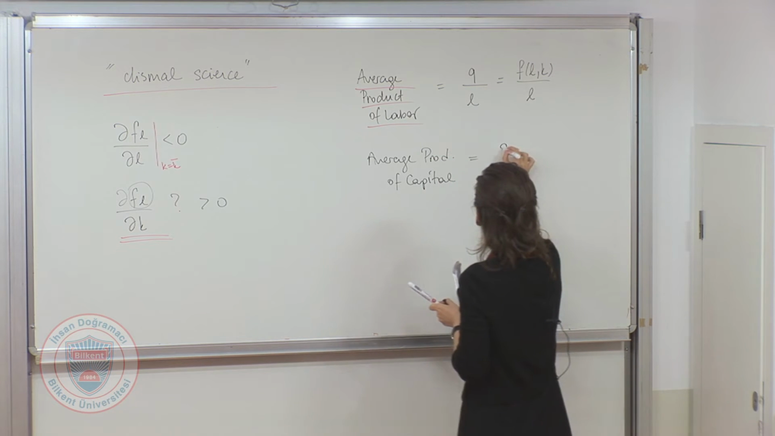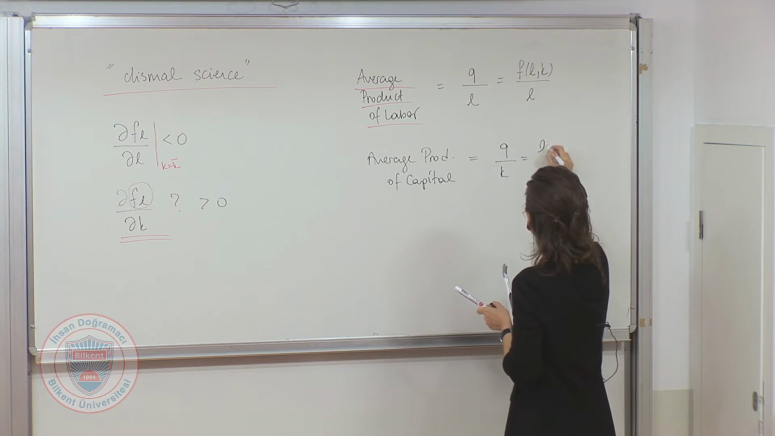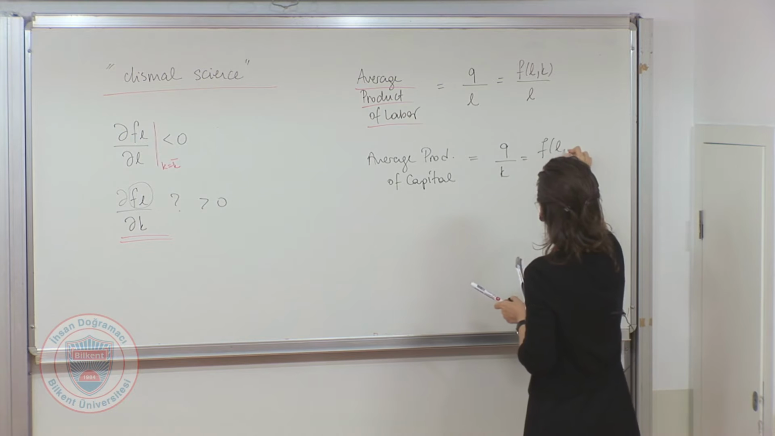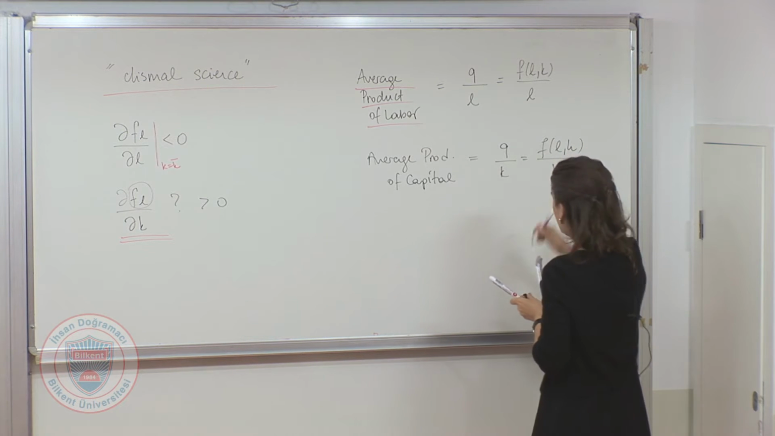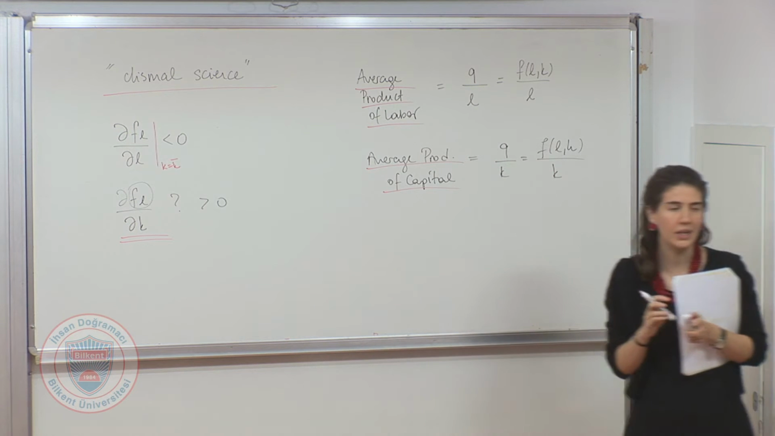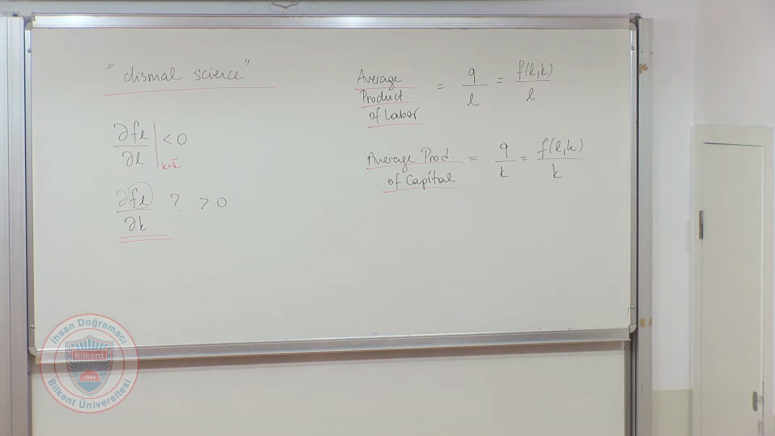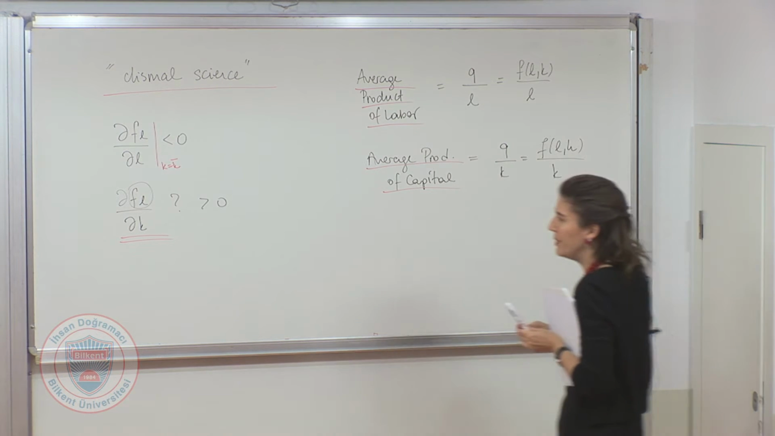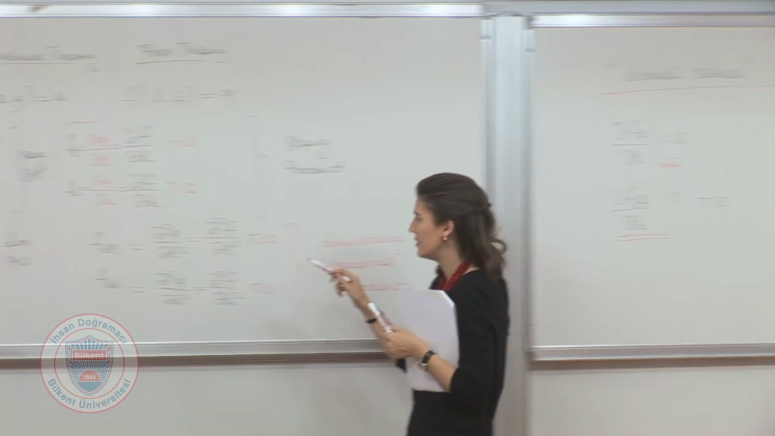So this is going to be Q divided by K, F of L, K divided by K, okay? So this is basically the case, okay? So this is actually called the average product of capital. Now, what is the relationship between these guys?